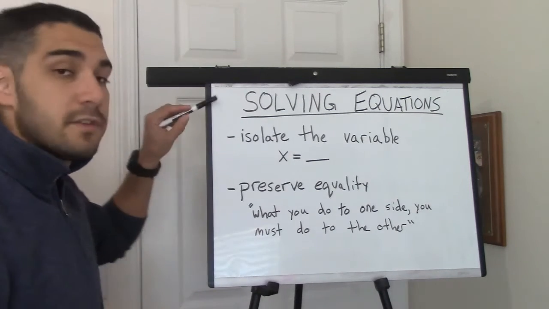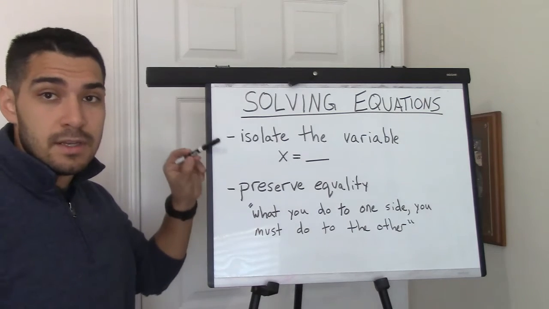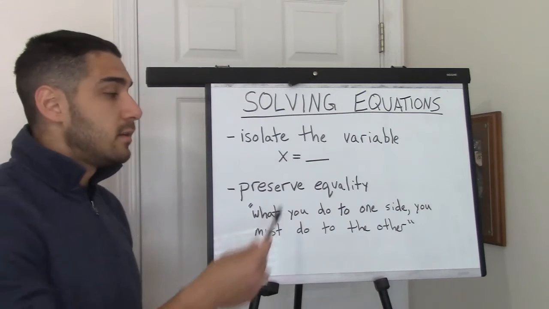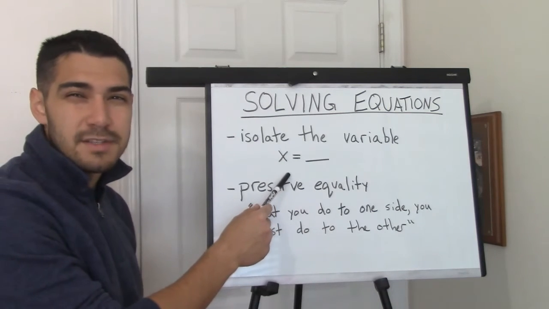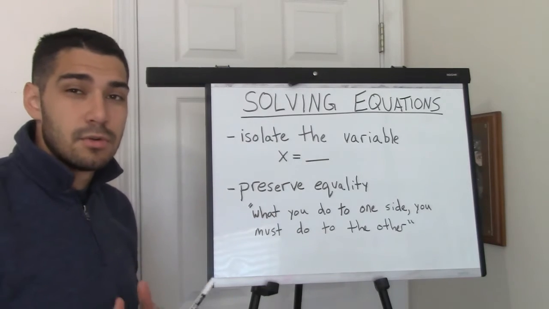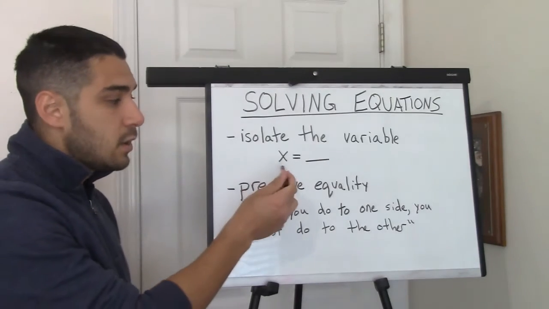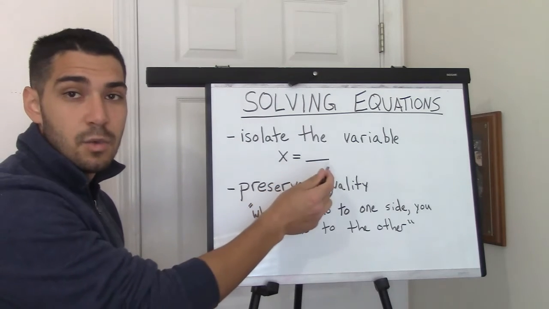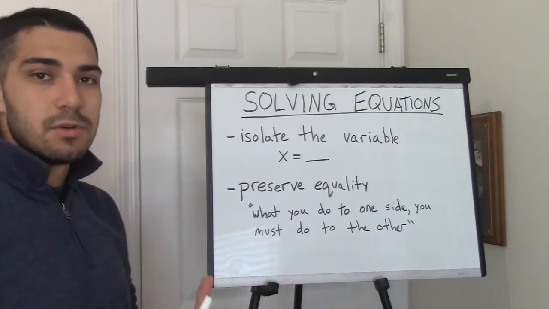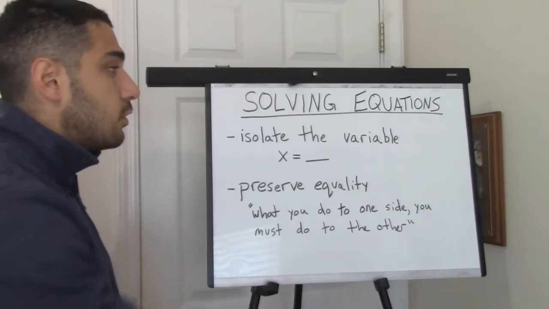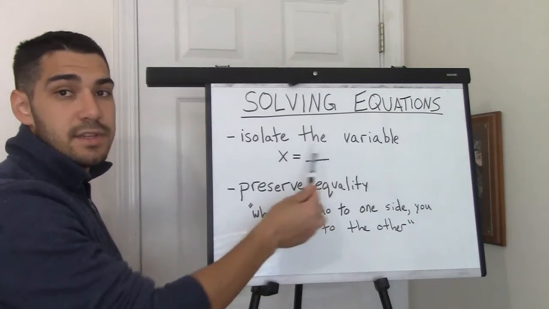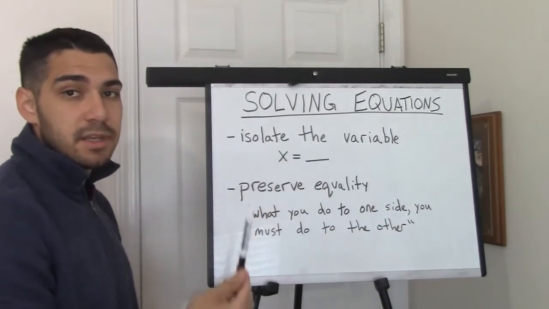Now, when we're solving an equation, our goal is to isolate the variable. What that means is we want our final step to say x equals some number. That's the whole goal of solving an equation. We want to find out what value of x would make the equation true, what makes the two expressions equal when we put it in for x. So in the end, we want it to look like x equals something.